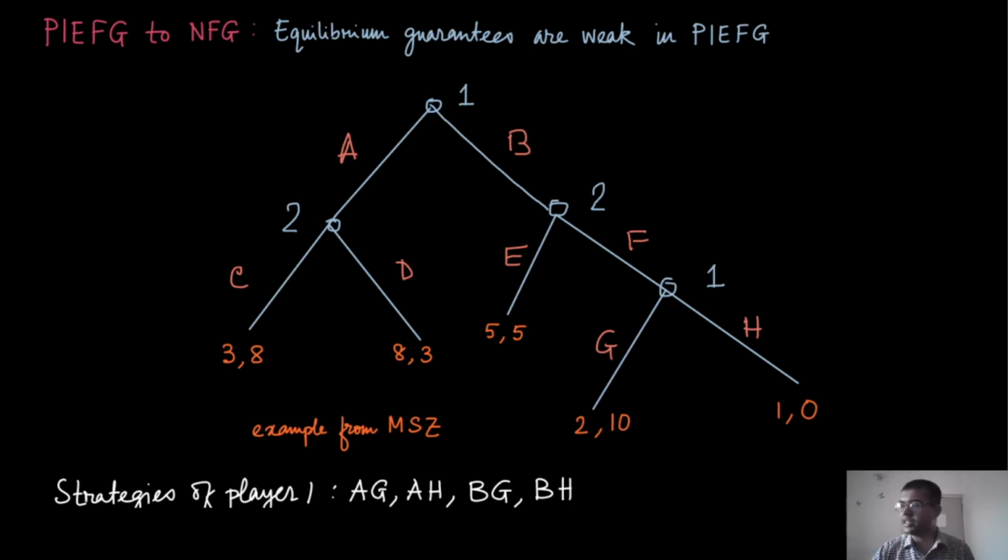So let us look at another example. It's a very similar example to what we discussed last time. In this case, there are three stages of the game. In the first stage, player 1 plays, and in the first stage this player has two actions available, A and B. And once it plays one of these actions, it's player 2's turn to move.